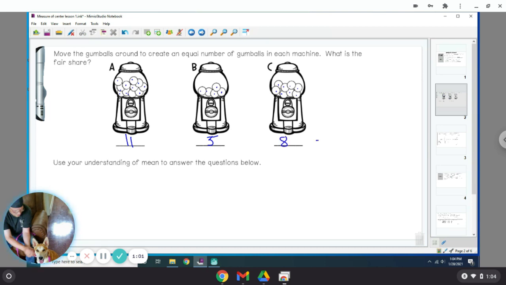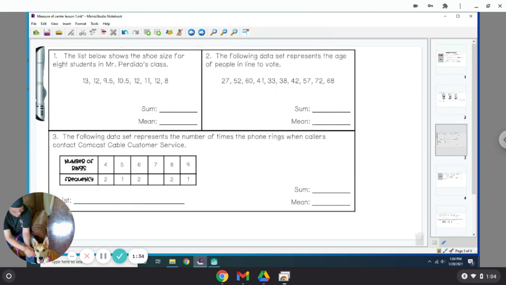And what you're going to do is add them up. So 11 plus 5 is 16, plus 8 is 14. Not 14, it's 24. So there's a total of 24 gumballs, and there's 3 machines. If you wanted to create an equal number of gumballs in each machine, you would have to divide this by 3, and you get 8. That means each machine would get 8 gumballs to be fair. All right, so that's actually how you find the mean.